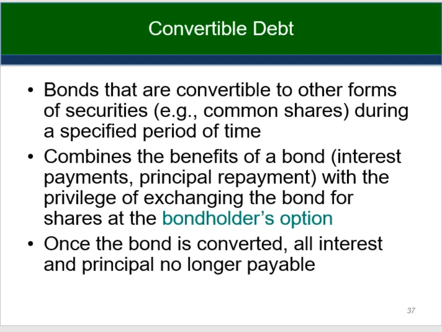Convertible debt. A convertible bond is one that allows you to convert the debt into something else, and it's usually common shares. So it combines the benefits of the bond with the privilege of exchanging it for common shares at the holder's option. So they have the right to convert it to common shares.